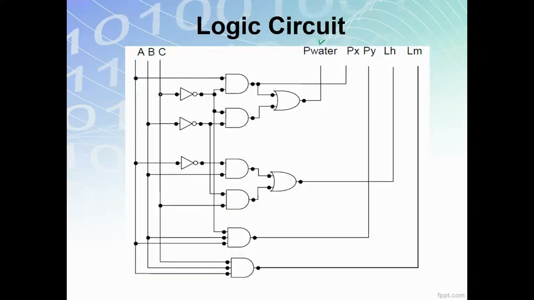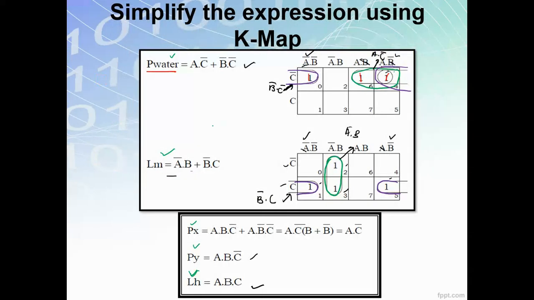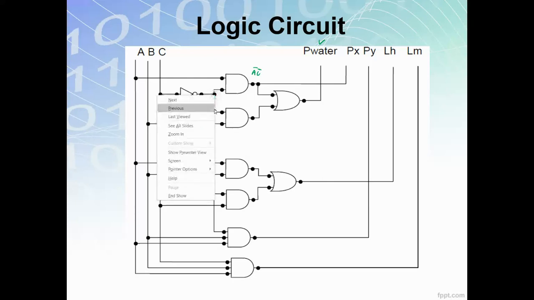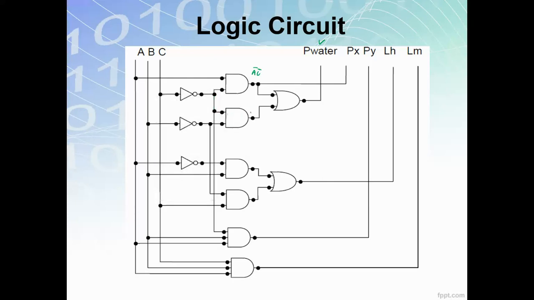And with C bar. Okay, alright, so this is A bar C bar. A dot C bar. Okay, and then you have another one which is B bar dot C bar. So B bar, and then this C bar we just take and bring here. So this is B bar C bar, and these two you OR. So you will get the output of P water.